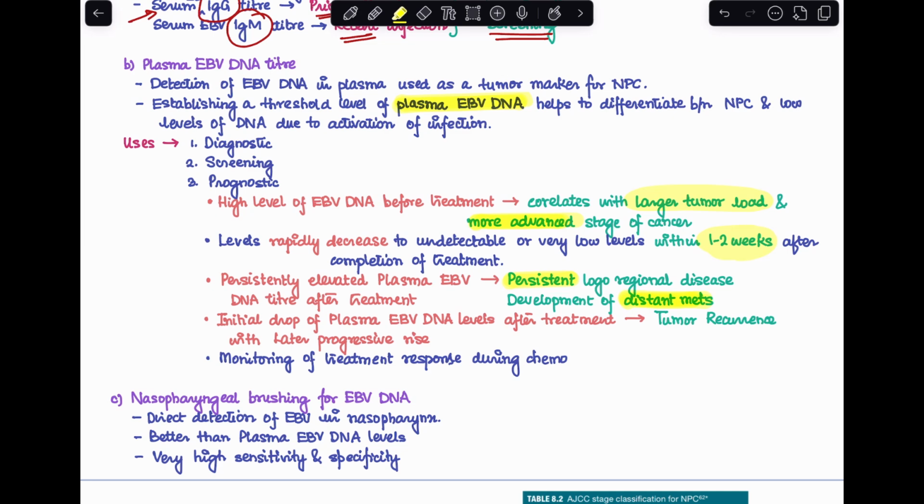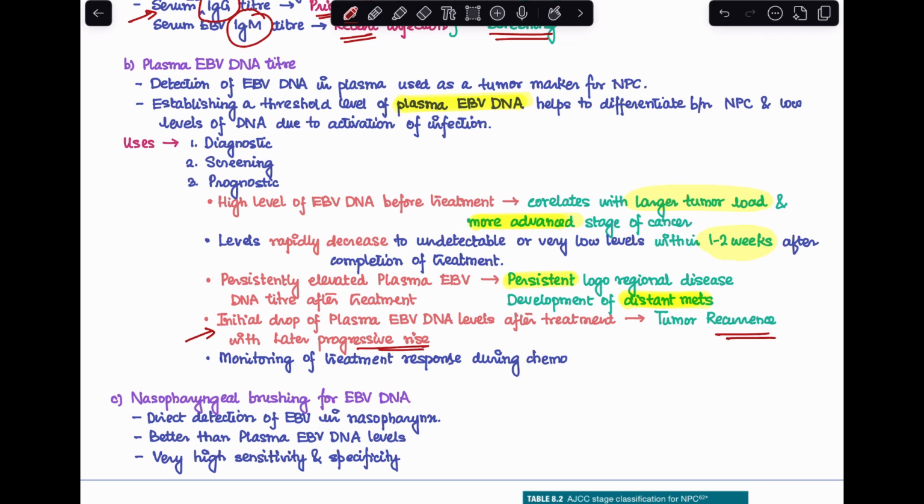Another pattern that we may see is that after treatment, there is an initial drop of the DNA levels, but right after that, there is again a progressive rise. This will indicate tumor recurrence. So the tumor did respond to the treatment that has been given, but right after that, it again started rising. Therefore, it is a recurrent tumor.